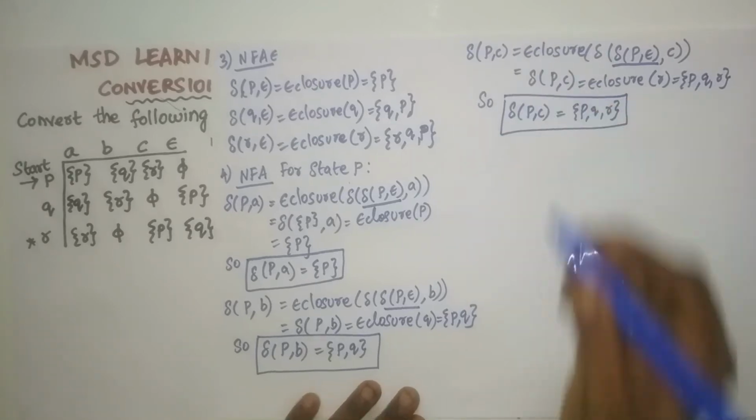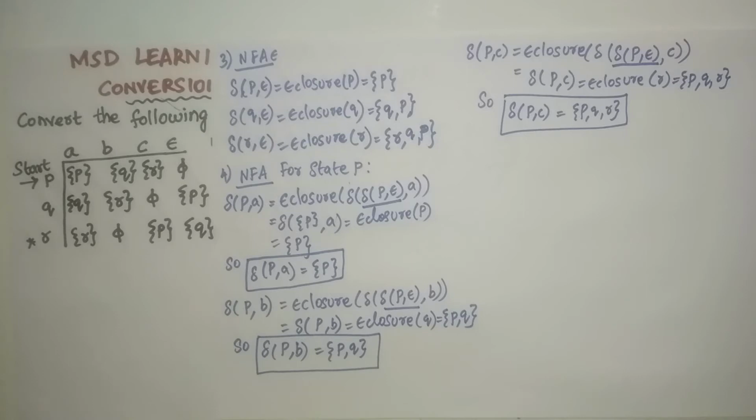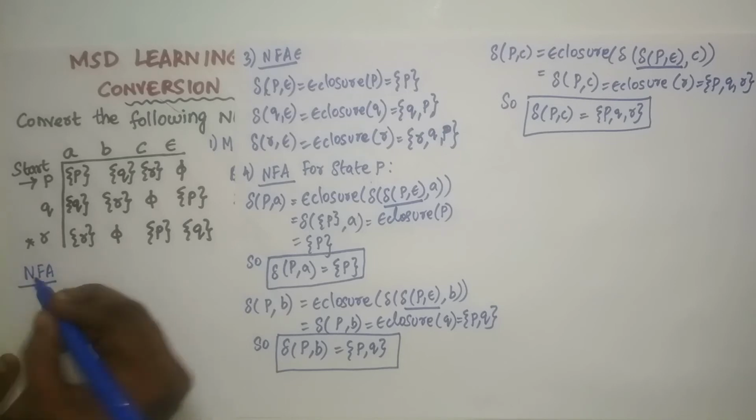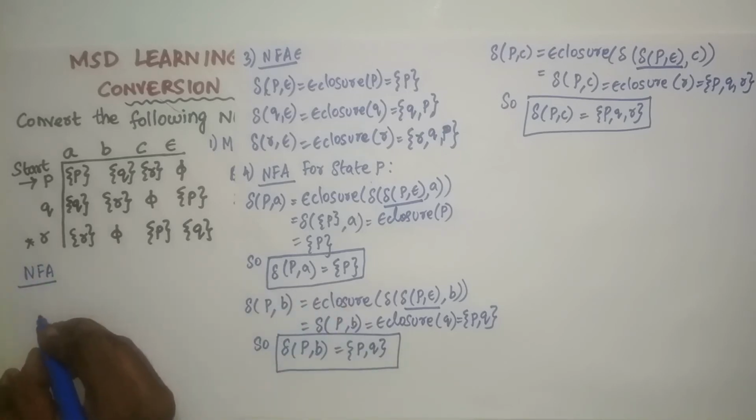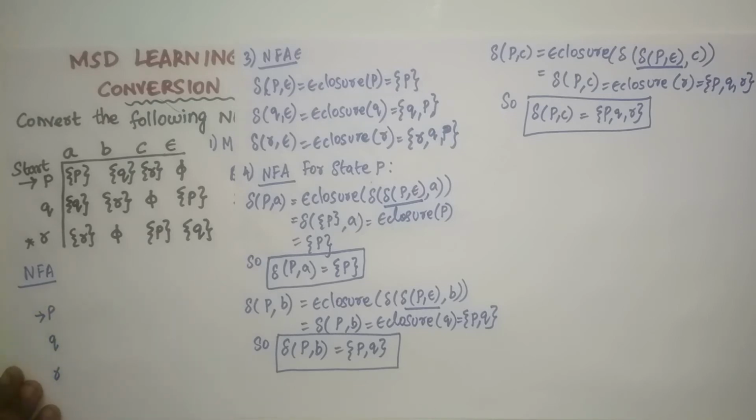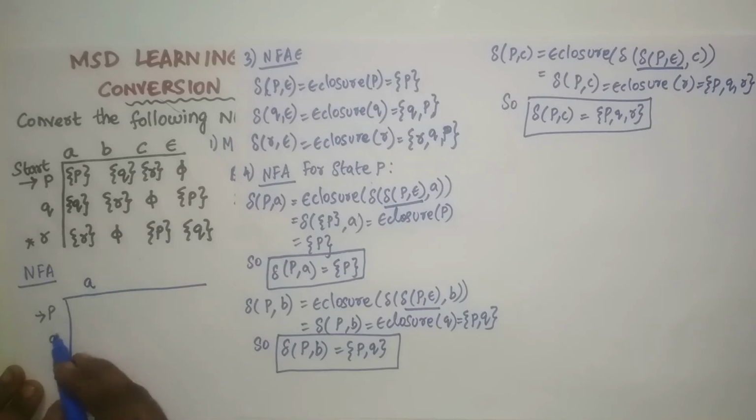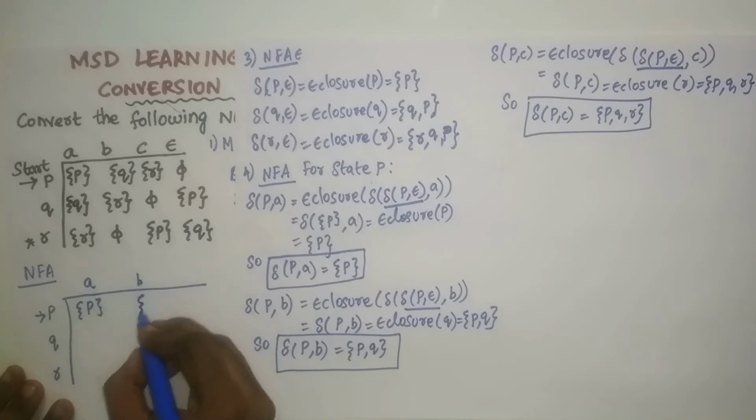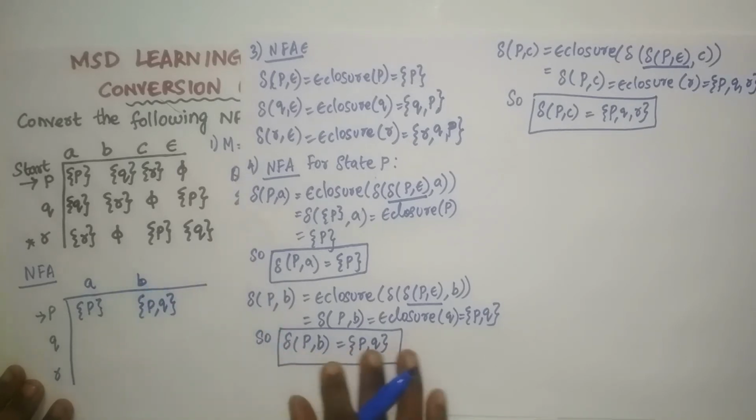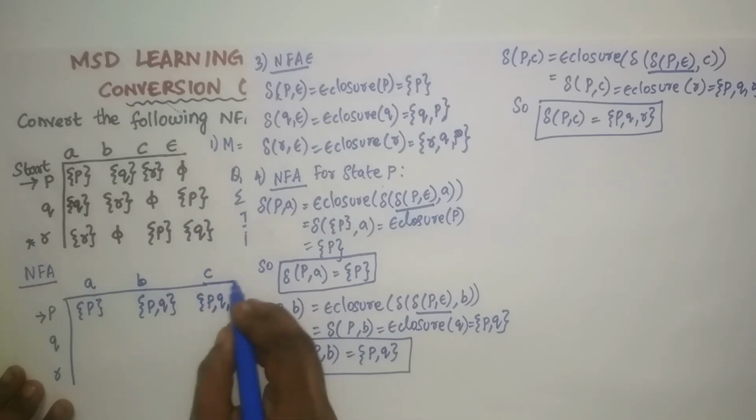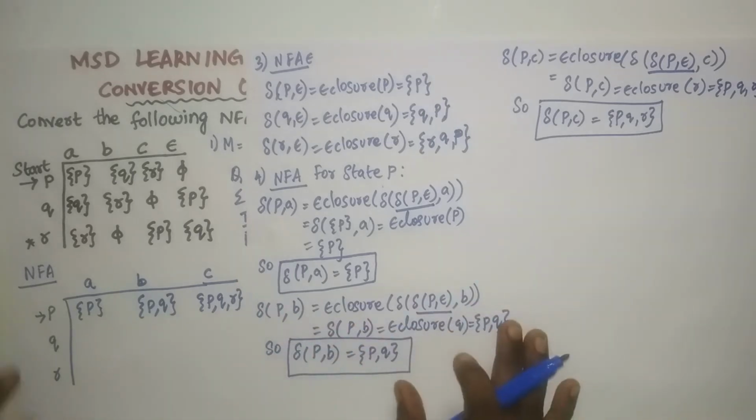So now we have found the transitions of the NFA for P comma A, P comma B and P comma C. So you can directly draw the transition table here. The states are going to be the same. That is, P is the initial state, then Q and R. Let us mark the final state later. Now when you are drawing it, make the transition table with A, B, C. So P comma A goes to P, P comma B goes to P comma Q, and P comma C goes to P comma Q comma R. So I am directly marking the result in the NFA transition table.